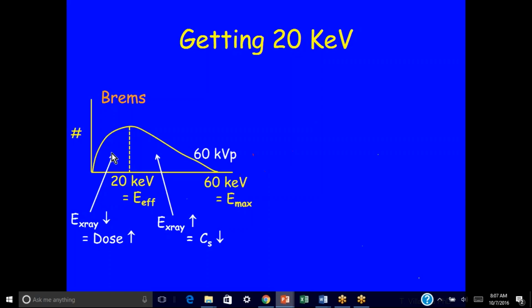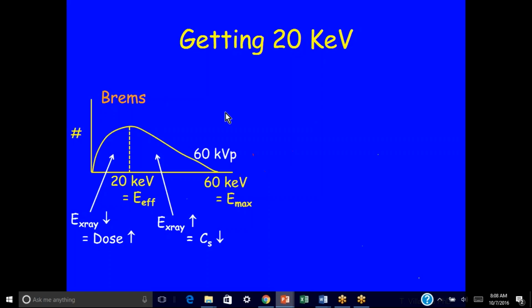No, you don't, because along with the 20 comes all these low energies that just give you dose. And along with the average of 20, you get all these higher energies above 20, and they are photons that just reduce the contrast. You'll be having photons arriving at the image plate that don't deliver very much information in terms of contrast. So the overall image will be poor. So this is not the way to get an average of 20.